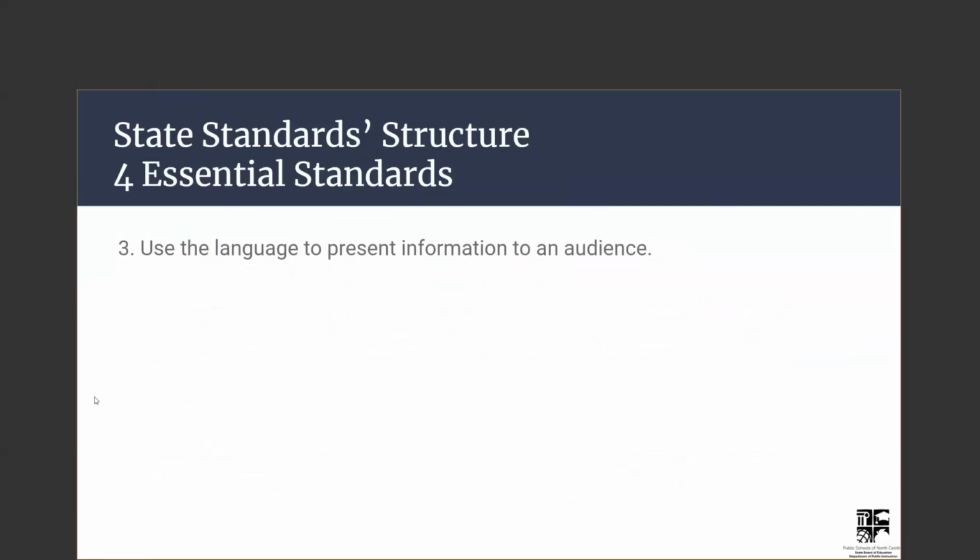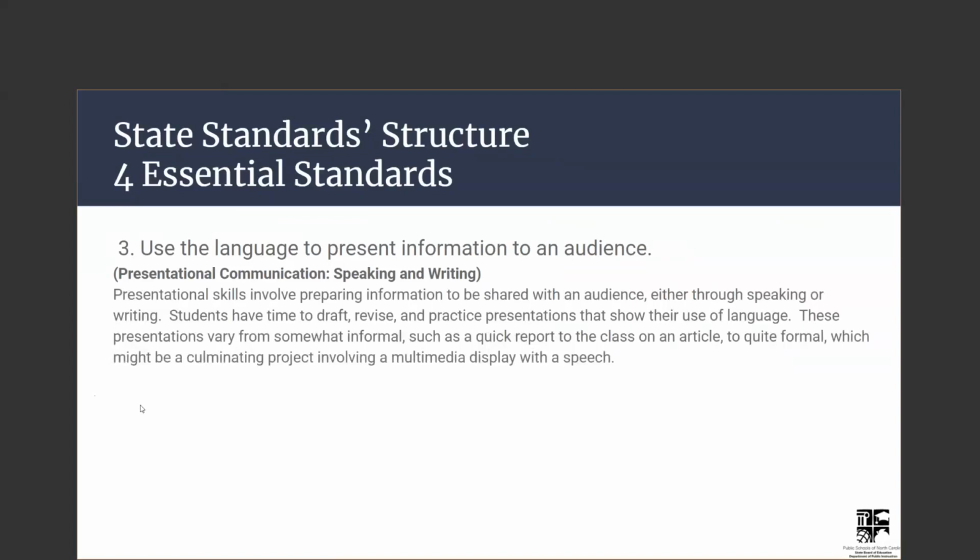Standard number 3 is to use the language to present information to an audience, or what is called presentational communication. And this is specifically speaking and writing. And this is formal speaking and writing, where you can either rehearse what you're going to say or what you're going to sign, or in writing, you can write it out, draft it, get feedback, revise it, that kind of thing. And so again, here's our brief summary from the standards of presentational communication for you to look through.